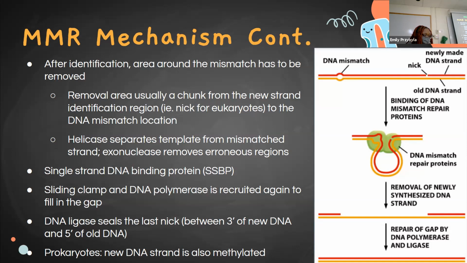And then we have single-strand DNA binding protein come in. We went through all of these in class, right? Single-stranded DNA binding protein stabilizes the single-stranded DNA. Our sliding clamp and DNA polymerase are recruited again, and we fill in the gap. And then we need DNA ligase to come in because if we opened it, we've got to close it. And in prokaryotes, the new DNA strand is also methylated.